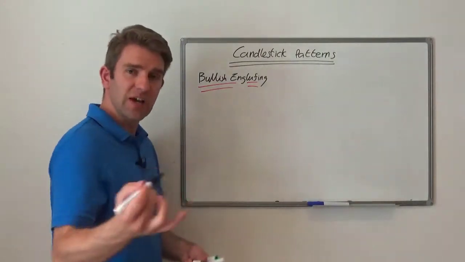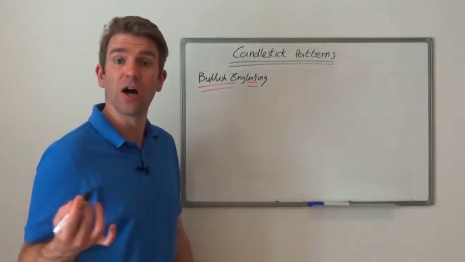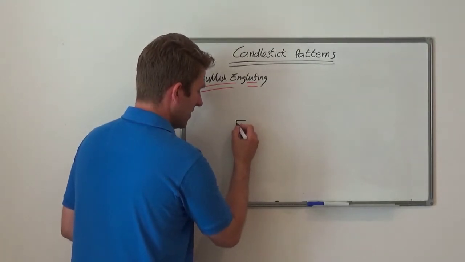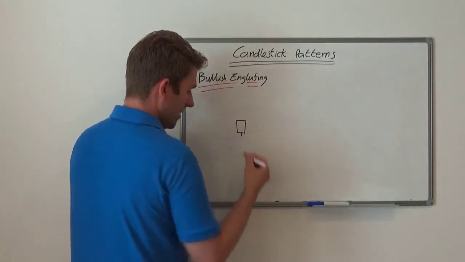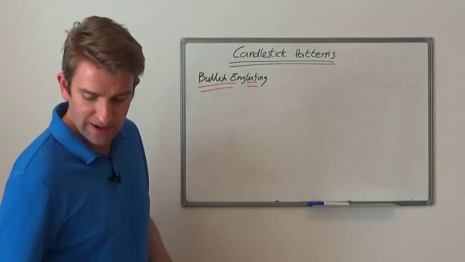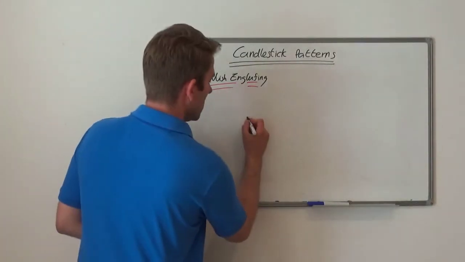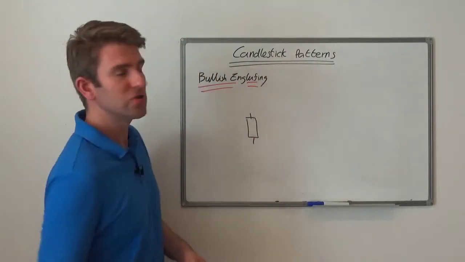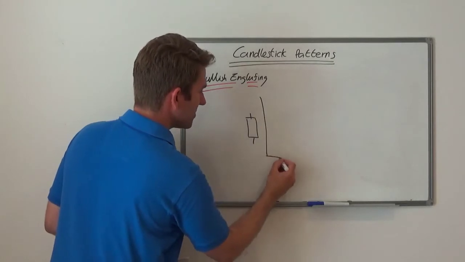So the textbook says that bullish engulfing, and I agree with the textbook on this occasion, I think that's quite right, is that you have day one here. In fact, you know what, let's go bigger. I always make the mistake of doing it too small. We can always rub it out later to do some more stuff. So we've got day one kind of here, which is doing whatever it likes to do. And then day two, we have this scenario here.